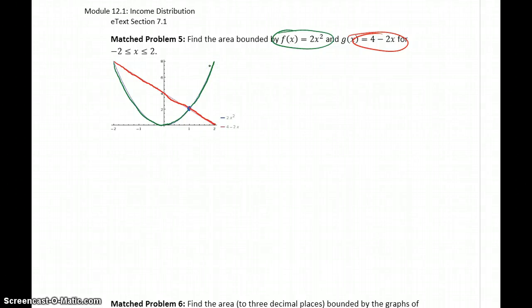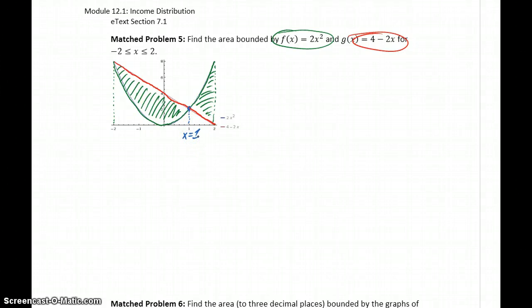So we're interested in finding the area bounded between these two curves, from -2 to 2, which means we want to find the area of this region and the area of this region. So again, what we need to find is that point where these two lines intersect, which we could do algebraically or with your graphing calculator, and that's going to occur at x equals 1.